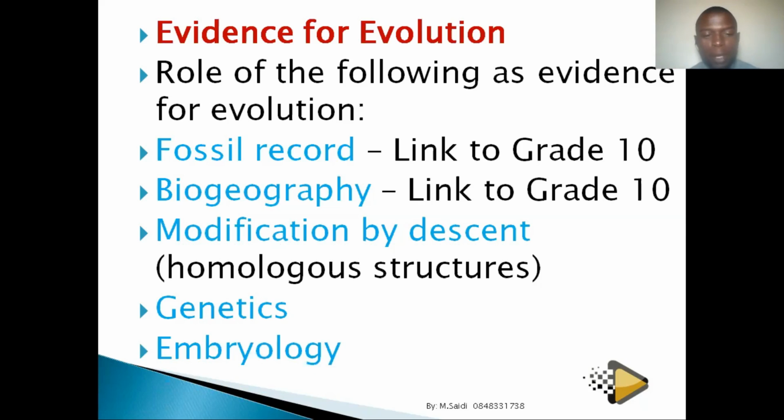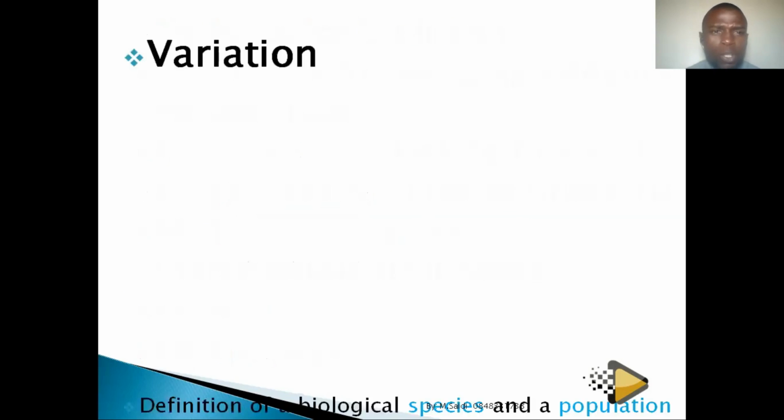Then we have the embryology. It's also another evidence. Here you're looking at the embryos of different organisms and their likeness. If they do have the likeness, then automatically it means that we have some relationship through evolution. So all these we are going to look at in these slides.